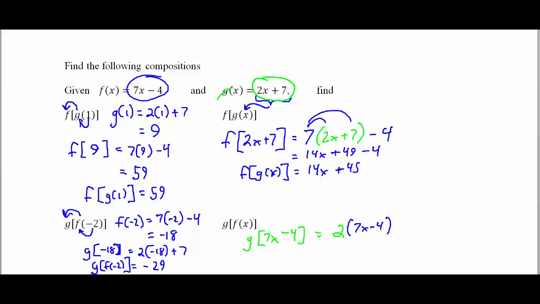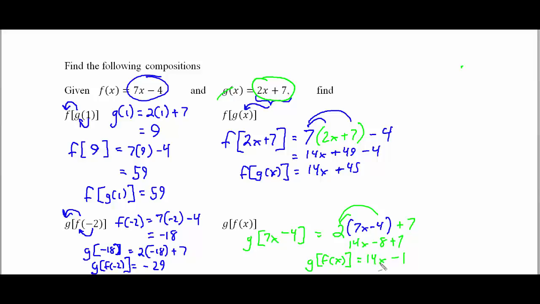like so. Change back to green, and then I'll have my plus 7. Because my green equation, the 2x plus 7, now has the x inside of it. See, it's the g equation with the f of x inside of it. And now I'm going to use my distribution. So this is going to be 14x minus 8 plus 7, or 14x minus 1 is my g of f of x.